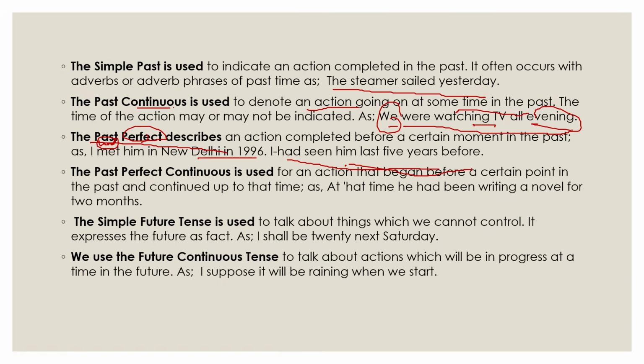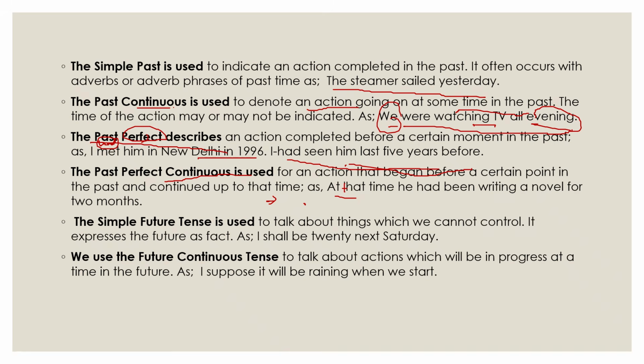That is past perfect. Past perfect continuous: an action that began before a certain point in the past and continued up to that time. Okay, you take a point in the past, for example, yesterday. At that time, he had been writing a novel for 2 months. So you can use it: at this time yesterday, I had been talking to my mom for 2 hours on phone. Okay, that is an example.